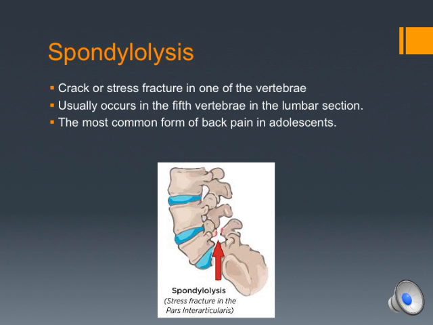Spondylolysis is the crack or stress fracture in one of the vertebrae. It usually occurs in the fifth vertebrae in the lumbar section, and it's the most common form of back pain in young children and in adolescents.